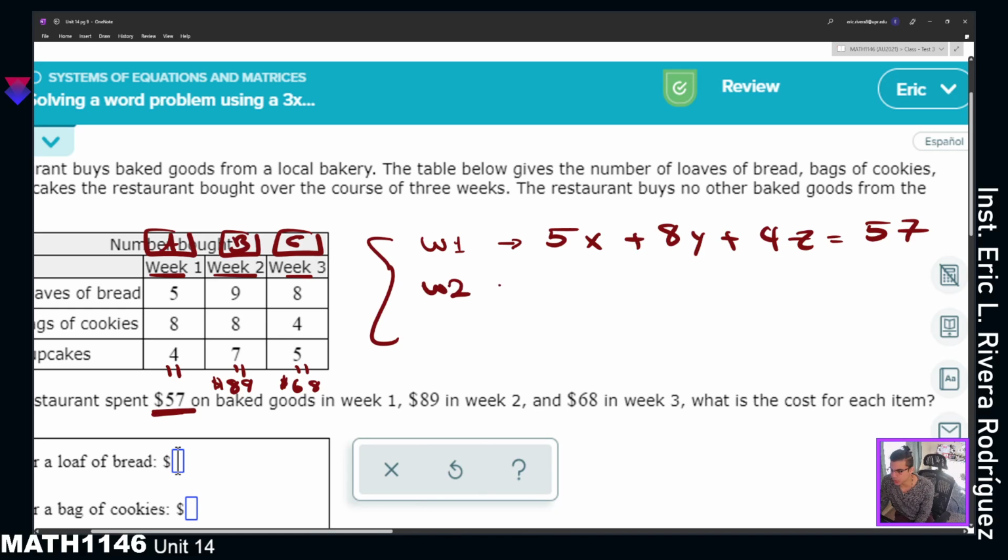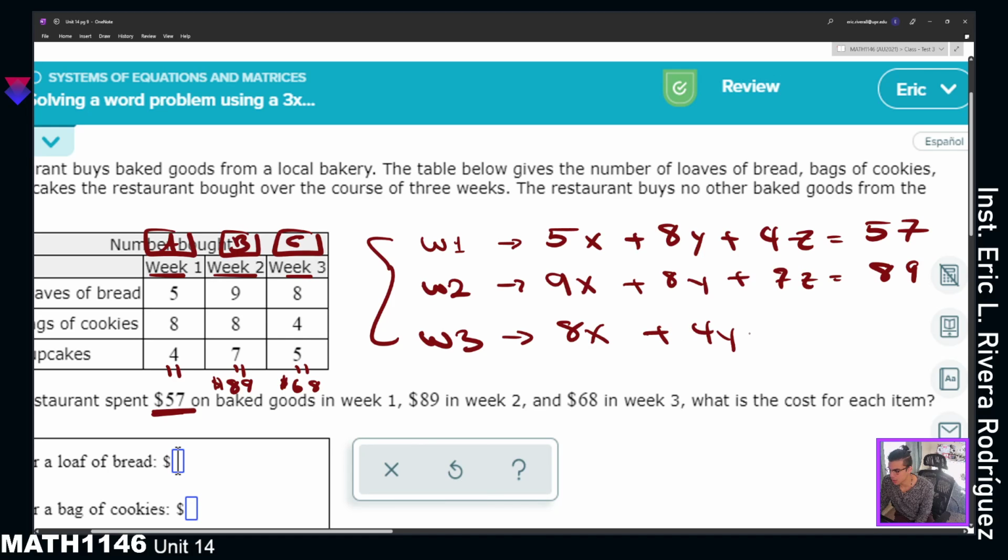From week number 2, we do the same, but this time now is 9, 8, 9, and 7. And this is equal to 89. From week number 3, we got 8 loaves of bread, so 8 times X, 4 times Y, and 5 times Z.